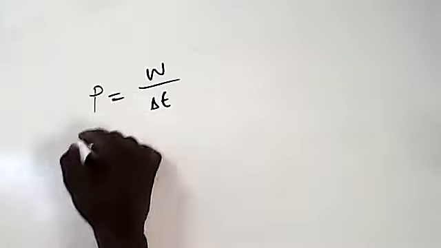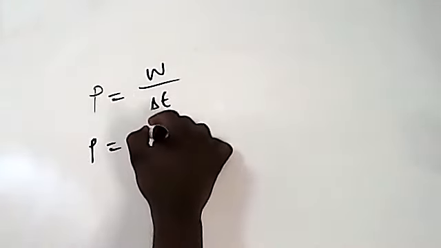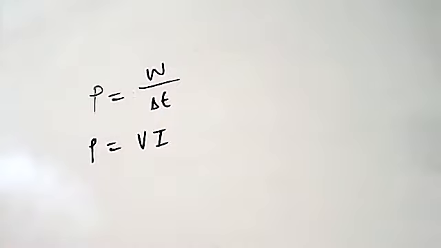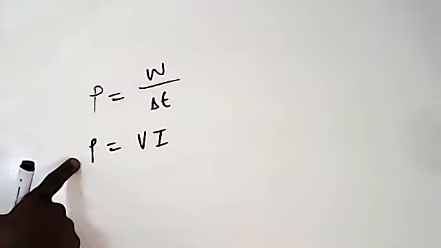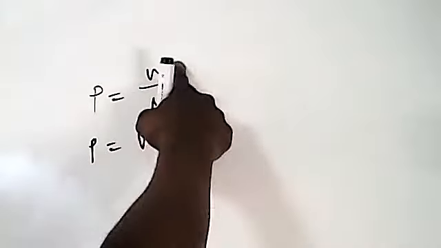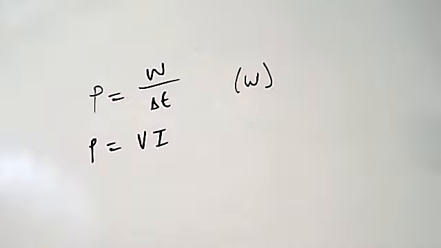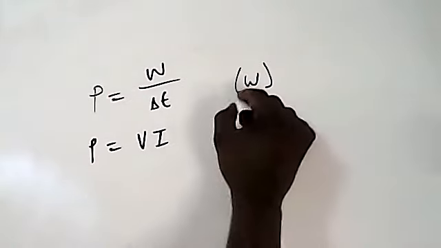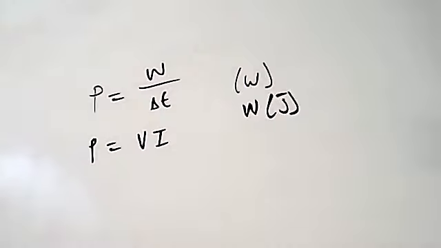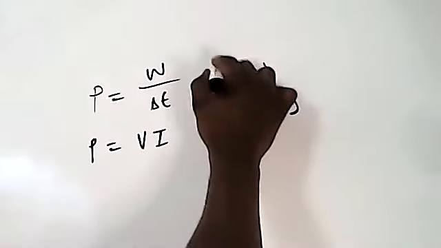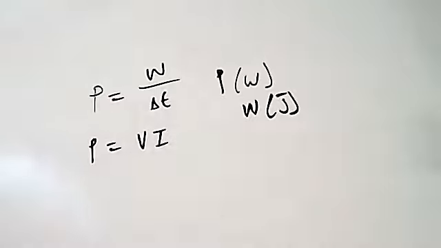But we have another formula for power, which is voltage multiplied by current. And from this, you can have a lot of other formulas. So you can still calculate power if you don't have work and you don't have time, right? And don't forget that power is measured in watts, W. Work is measured in joules, so don't confuse those two. Power is measured in watts, work is measured in joules.